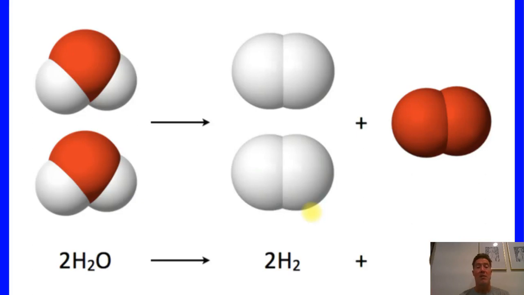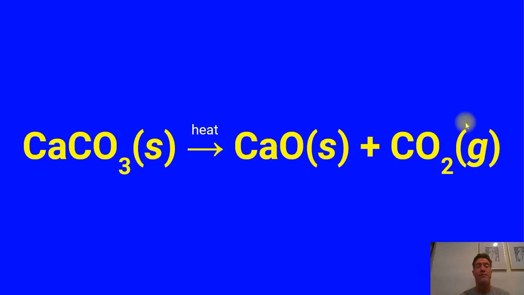So in this case, we are going to take water and we are going to decompose it. We're going to deconstruct it, separate these bonds and turn it back into the diatomic molecules called hydrogen and oxygen. Here is another decomposition reaction. So we have calcium carbonate, which is a solid. We add heat, and it decomposes into calcium oxide and carbon dioxide gas.